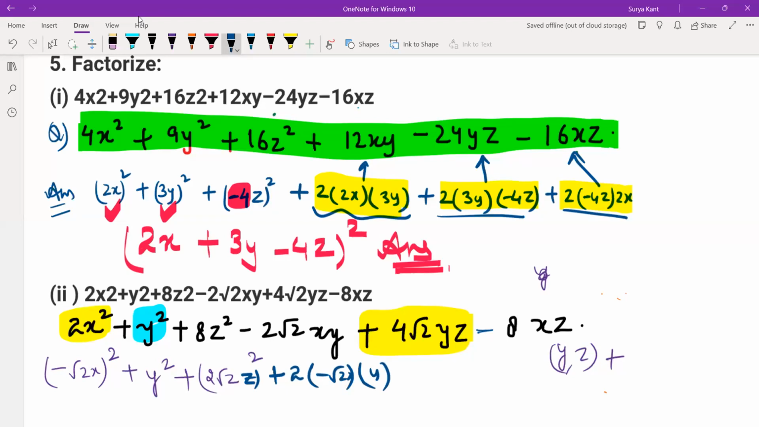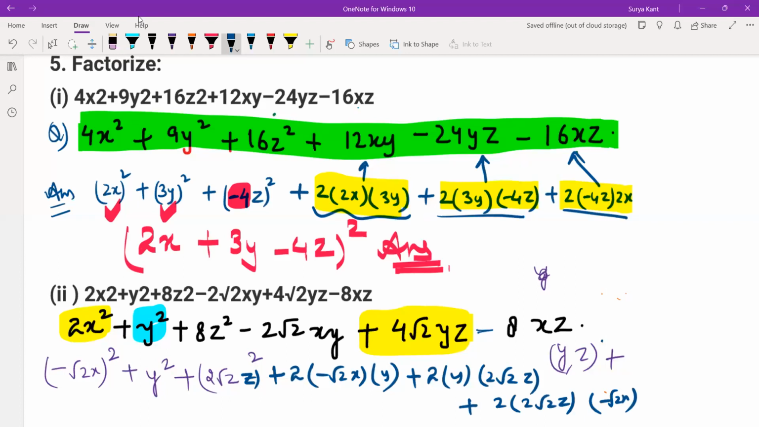Clear? So root 2 x into y. Plus 2ab, now yz means y into 2 root 2z, again plus 2 into 2 root 2z into minus root 2x. Is it clear to everyone what we are doing here?